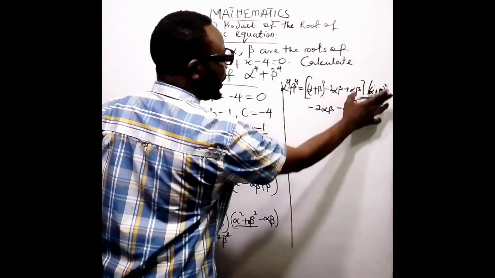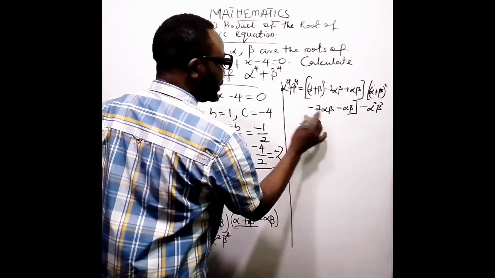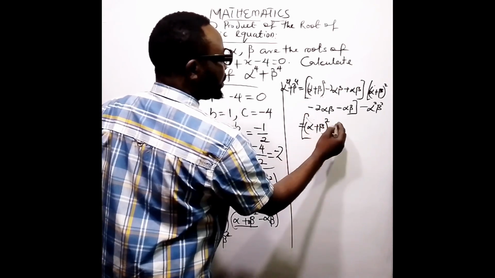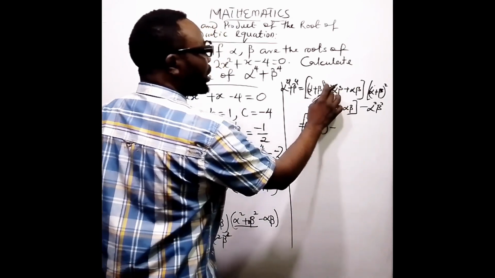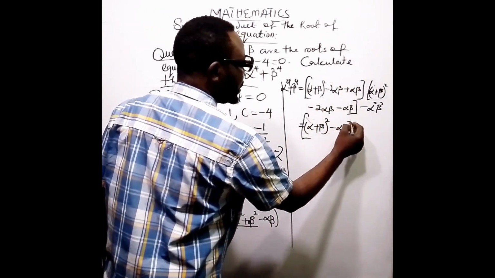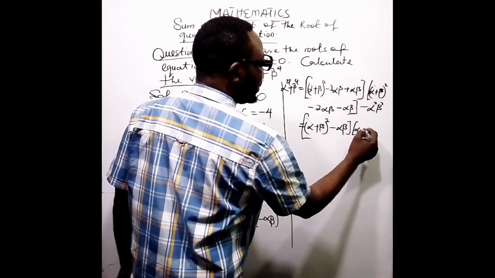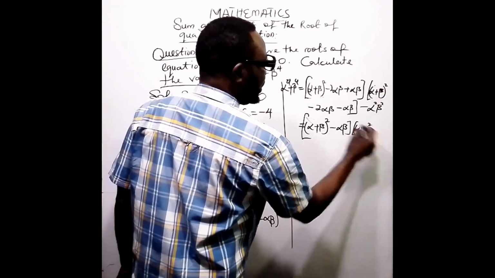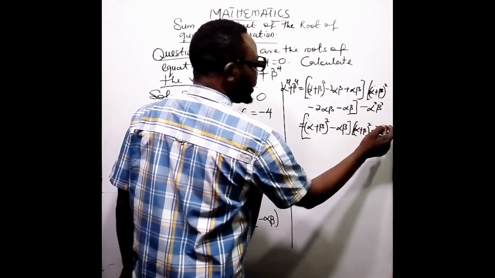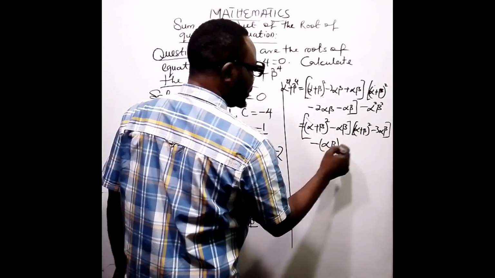You can try to simplify it further to become alpha plus beta, sorry, alpha squared plus beta squared, put it in bracket, minus 2 alpha beta plus alpha beta, which will be minus alpha beta. That is in non-bracket there. Then we also have alpha plus beta squared minus 2 alpha beta minus alpha beta, which is minus 3 alpha beta. You close the bracket like that, minus alpha beta, put it in the bracket square.